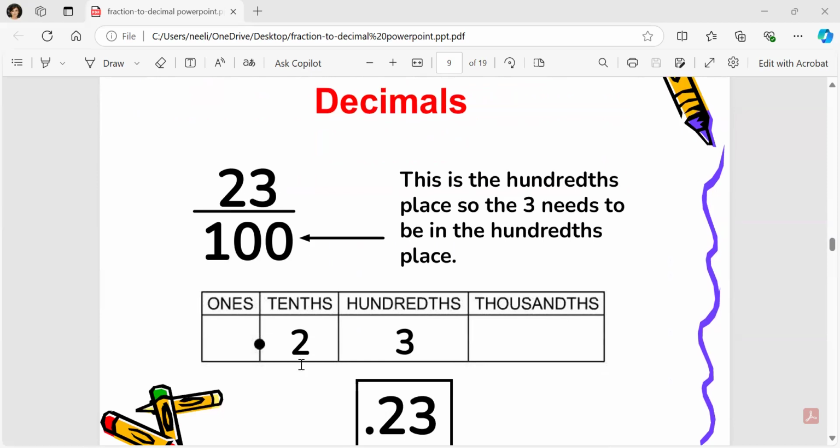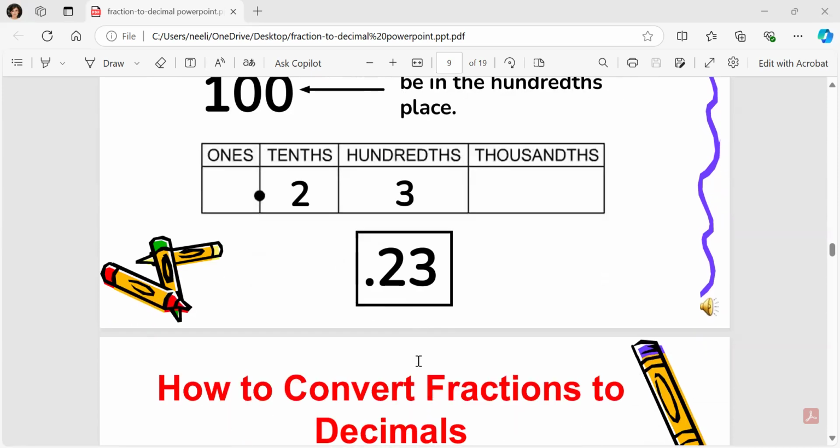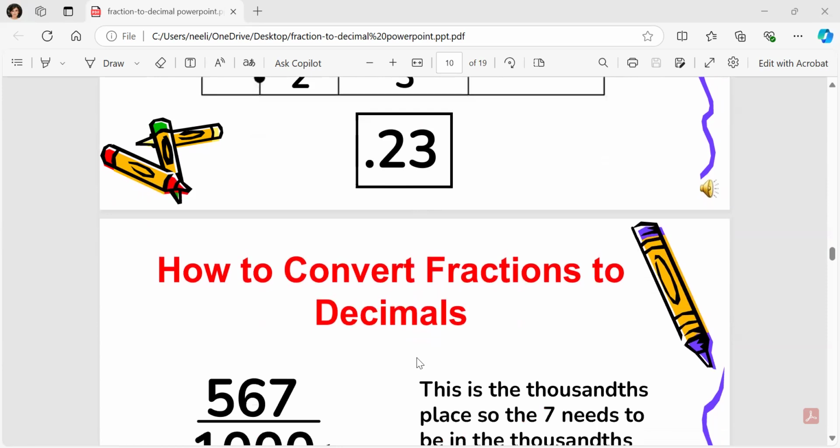So in the place value chart, you can see the decimal is written in between ones and tenth position. So here 2 will come at the tenth place and 3 will come at the hundredth place. So the decimal representation of the fraction 23 upon 100 is 0.23. I hope this is clear.